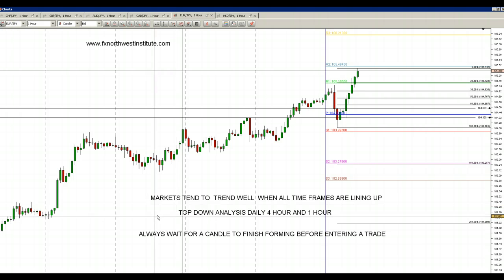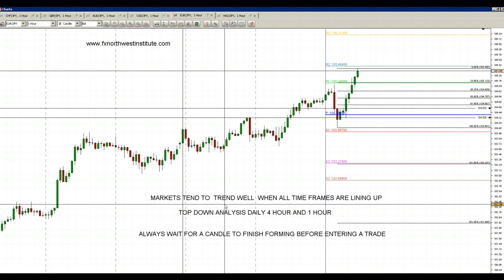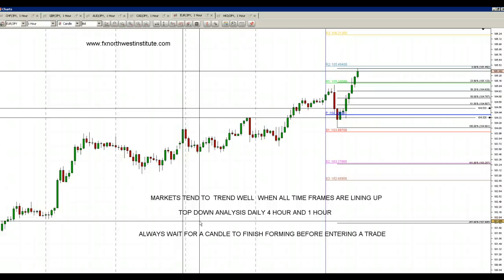So to recap, markets tend to trend well and for a very long time when all time frames are lining up. We're talking about the 4 hour, the daily chart, the 1 hour. We do our top-down analysis. We first look at a daily chart and see what the direction is, if we're going in an uptrend or a downtrend, then we look at the 4 hour chart and see if it's going in the same direction as the daily chart. And if it is, then we start looking at the 1 hour chart for our entries.